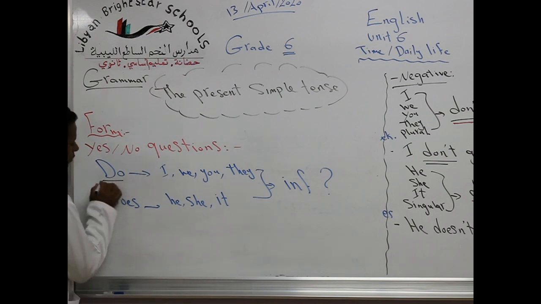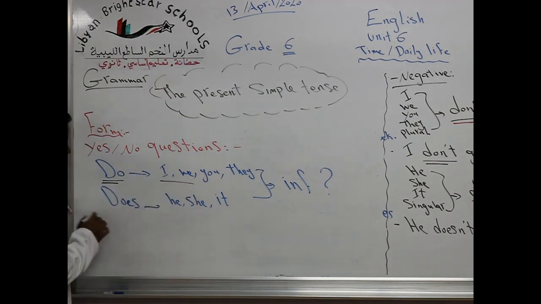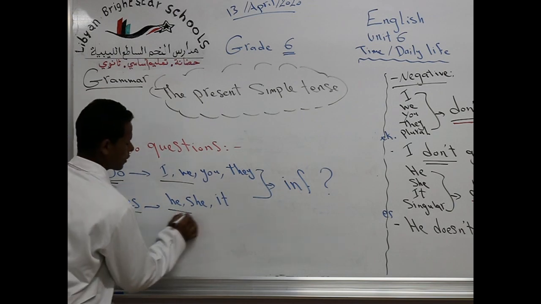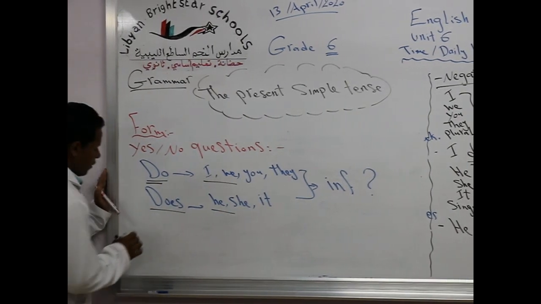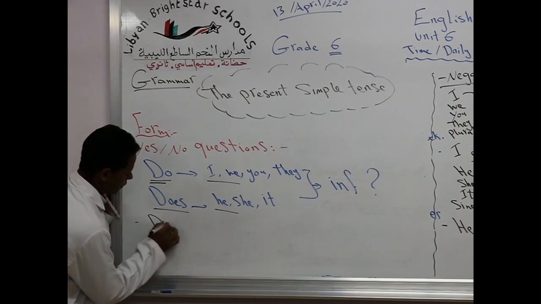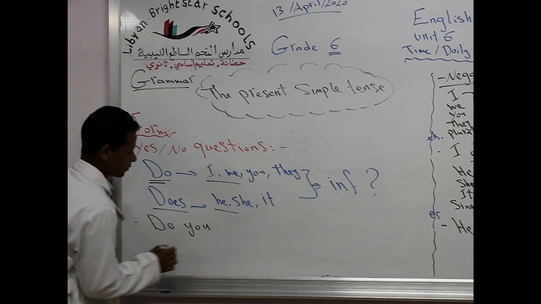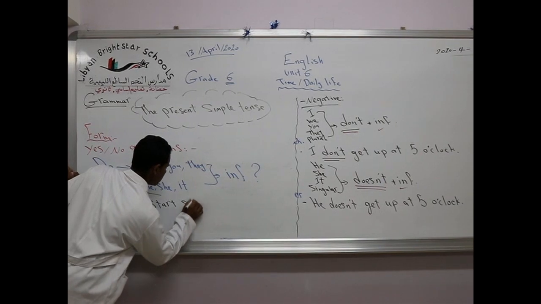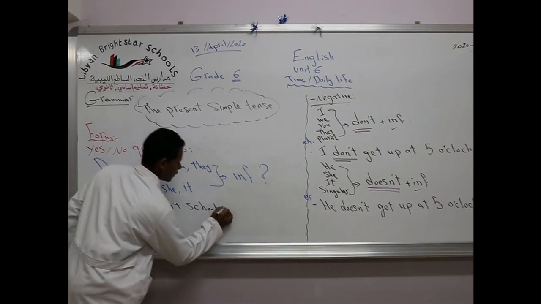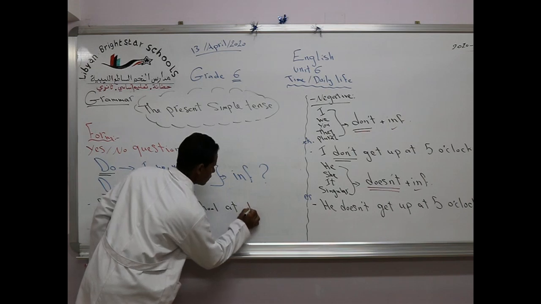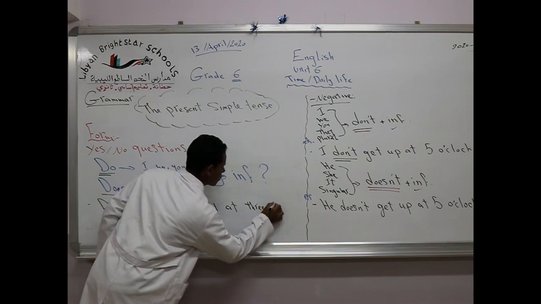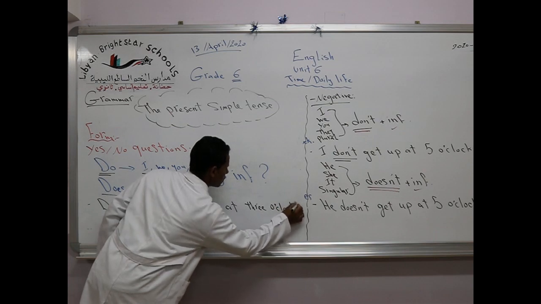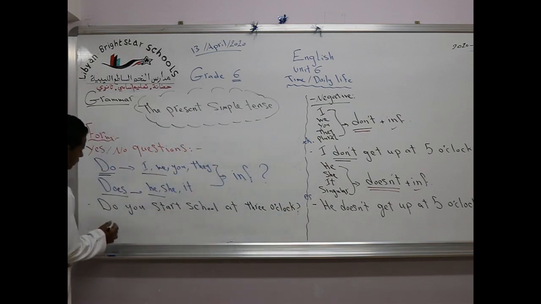We use do with the plural subject. We use does with the singular subject. For example, do you start school at 3 o'clock? Here we use do because the subject you is plural.